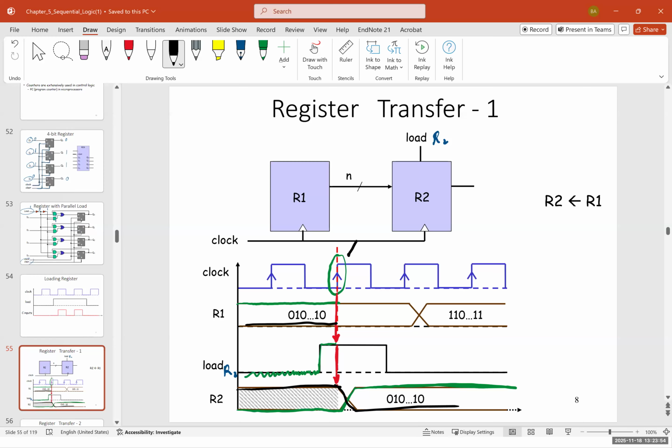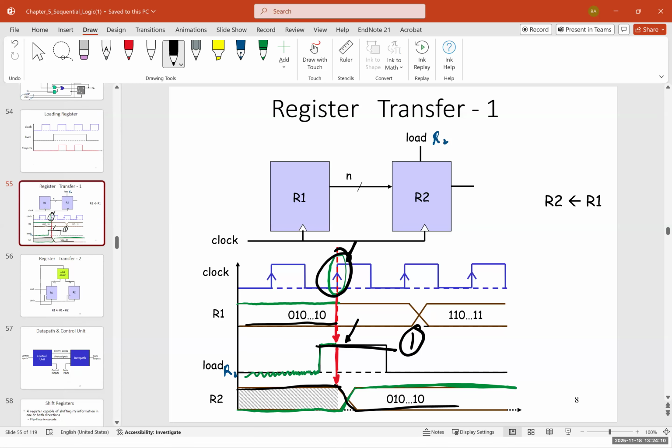So the important point is that the output of R2 would not change unless the load is 1 and the clock allows it to operate and change status. This is a normal transfer register, R1 and R2. These are used for what we call a shift register, and I will explain. We have left shift, right shift registers, and so on. And it's a serial register connected in series.